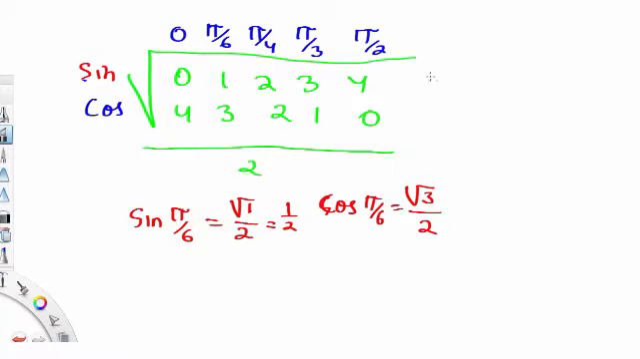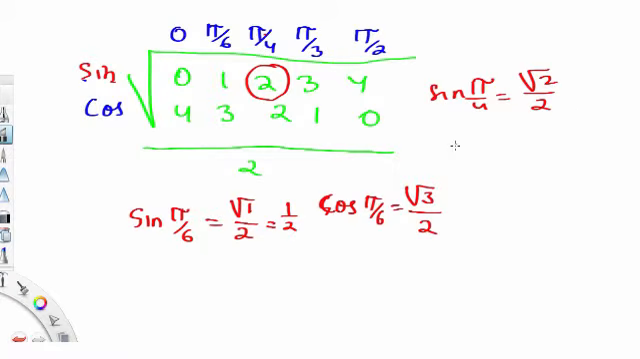I want to do a couple more. So how about sine of pi over 4? So what is that going to be? Look here, sine is here, pi over 4, there is 2. I'm going to put the square root of 2 over 2 as the sine of pi over 4.